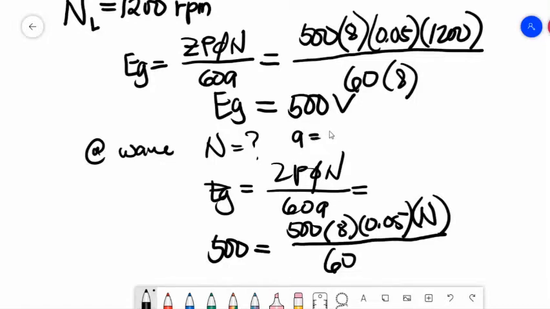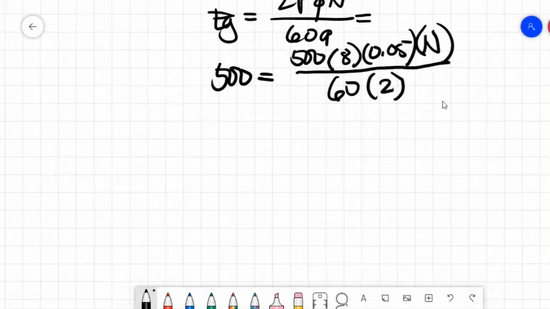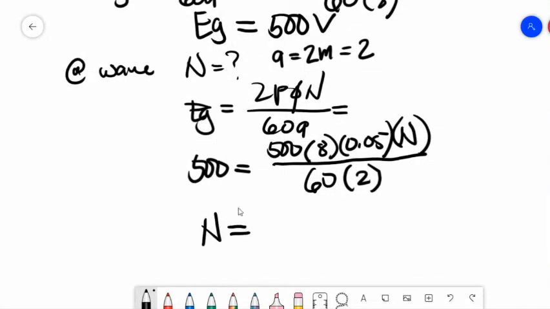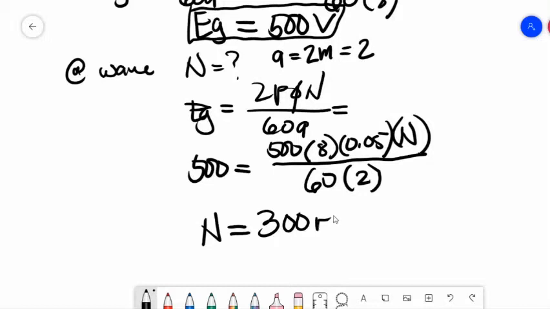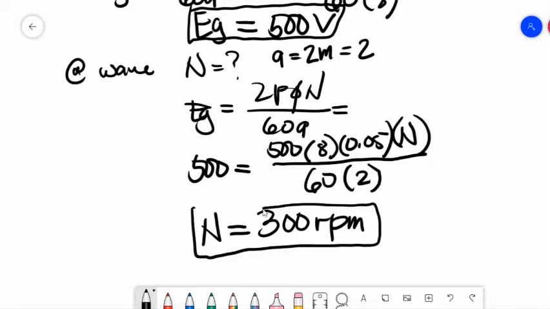So our A here at wave winding is equal to 2, 2 times 2. So speed is equal to 300 RPM. Therefore, with wave winding, it must be driven at 300 revolutions per minute to generate 500 volts.